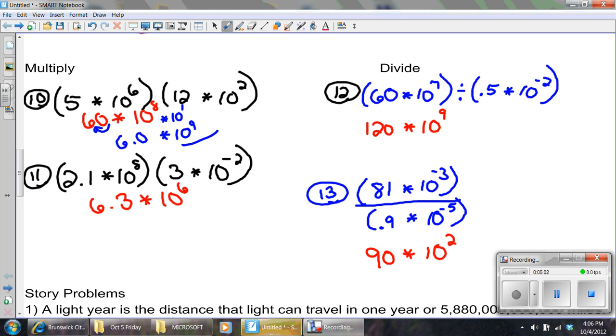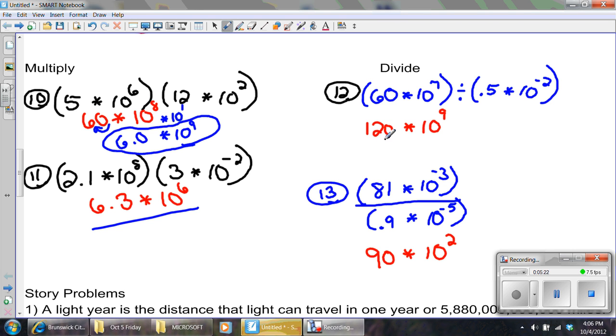Okay, that one looks a lot better now. Number 11, 6.3 times 10 to the 6. 2.1 times 3 is 6.3. 10 to the 8th times 10 to the negative second. 8 plus negative 2 is 6. This one's good.